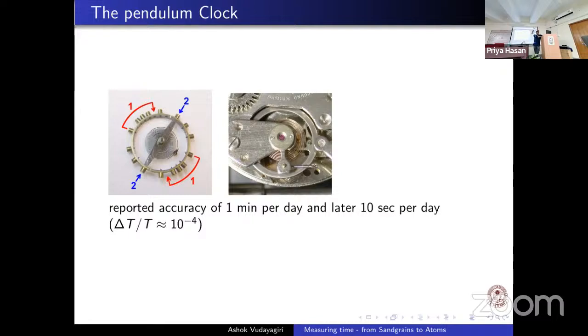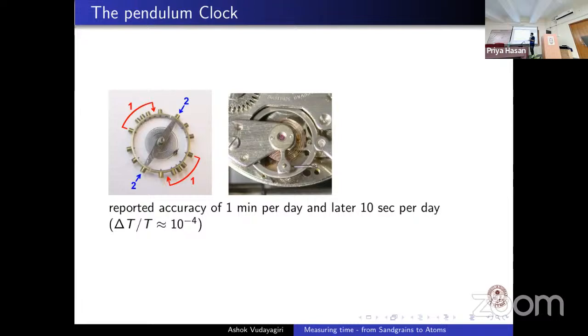So from a regular clock, Huygens also made a pocket watch. This came a little later, but he made a pocket watch, and so this is a modern thing, but the original stuff is the same. Okay, so now very important was that in Huygens's time itself, they could get an accuracy of 1 minute per day. Okay, and somewhere close to that, much better clocks were developed.